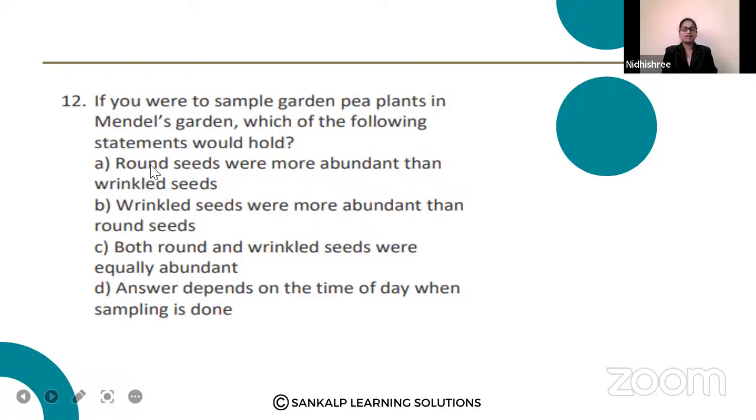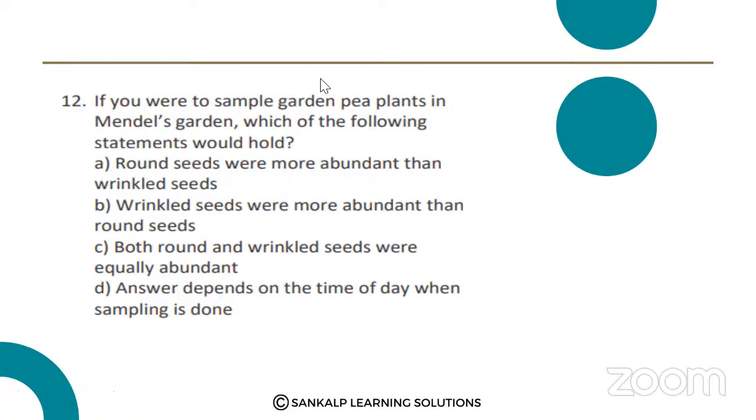Read the statement properly. Option A, round seeds were more abundant than wrinkled seeds. Option B, wrinkled seeds were more abundant than round seeds. No, Sayyid, please mute yourself. Option C, both round and wrinkled seeds were equally abundant. Option D, answer depends on time of a day when sampling is done. Option A, round seeds were more abundant.